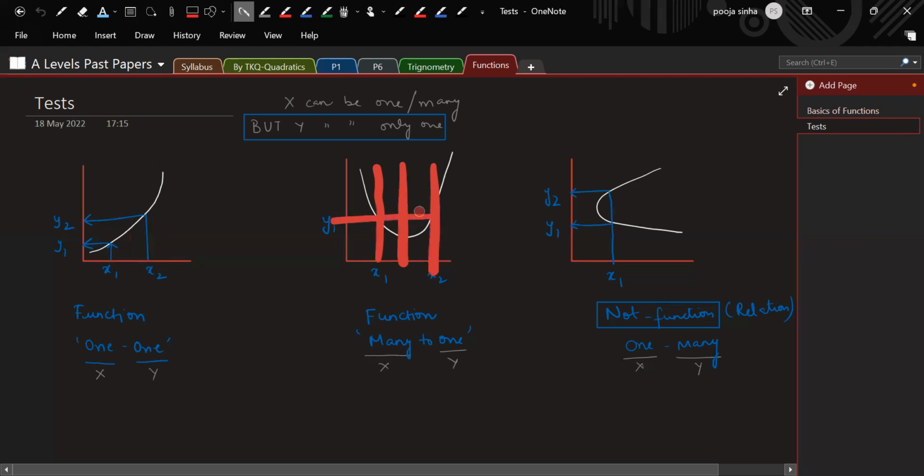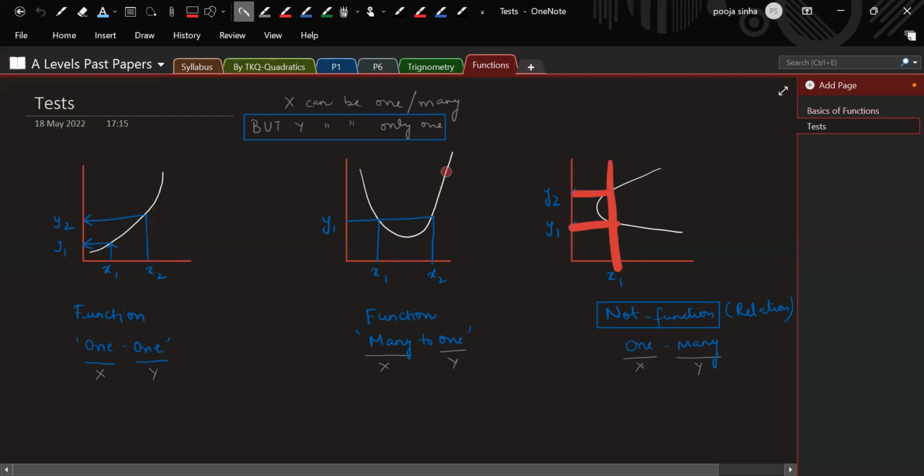Every time I'm moving it like this, I'm getting one value. But here, look, what is this doing? It is cutting it at two places, which means I'm getting two values of y. So it should be cutting at basically only one place. Here it is cutting at only one place. But here it's cutting the curve at two places, which means I'm going to get two values of y.